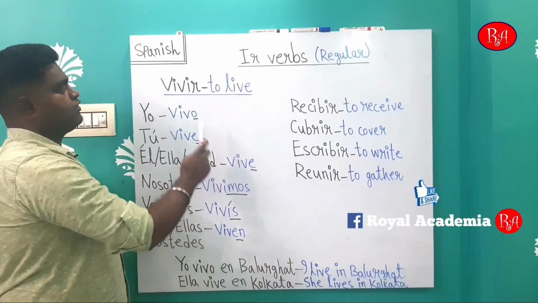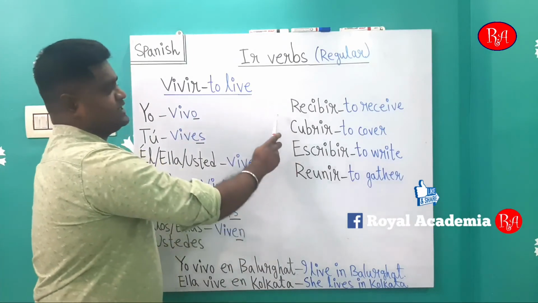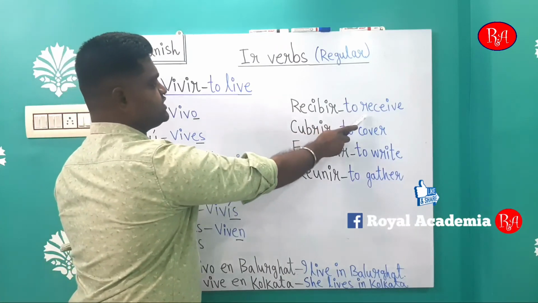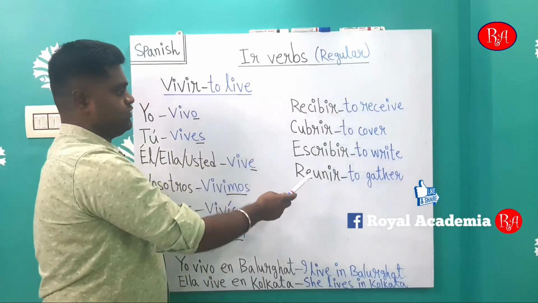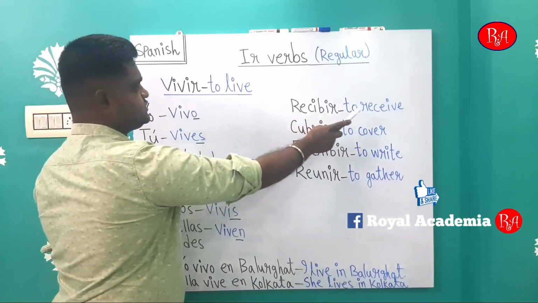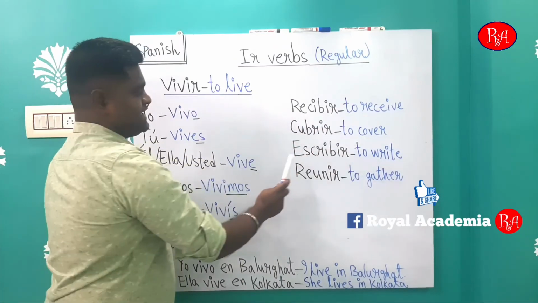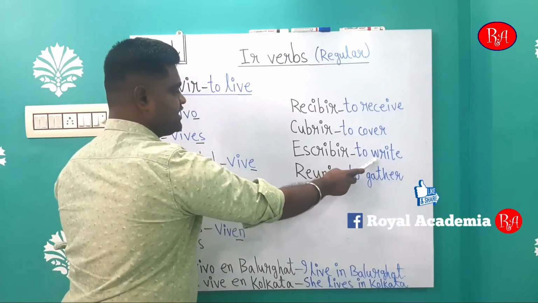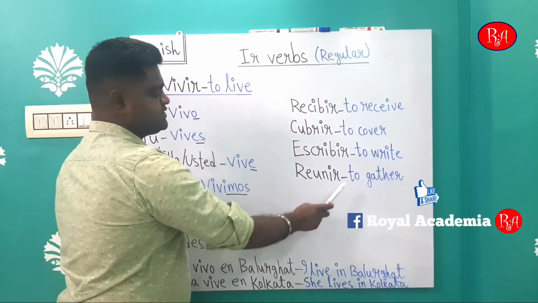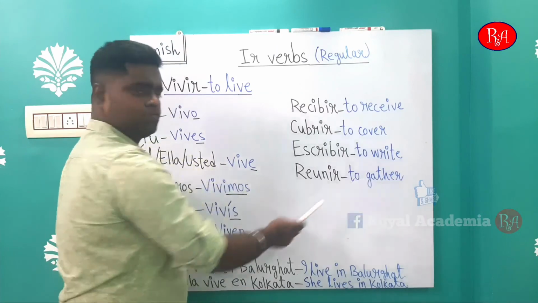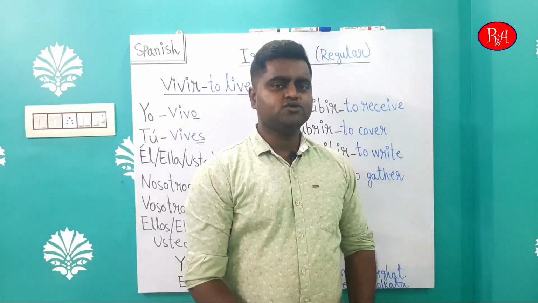Okay, now IR verbs. Recibir, that means to receive. There are so many IR verbs. Cubrir, that means to cover. Escribir, that means to write. Reunir, that means to bring together.